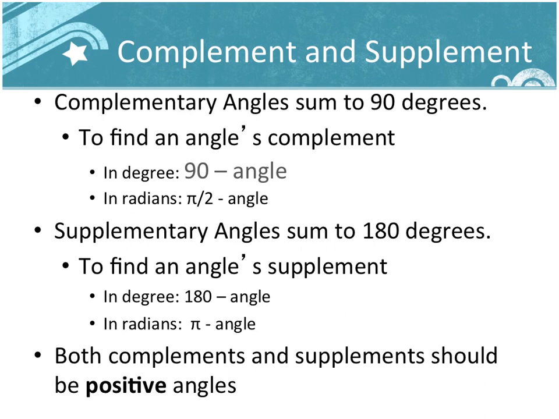So we pick up with complement and supplement. Complementary, just like it was in geometry, means two angles whose sum is 90 degrees. So if I want to find the complement to an angle in degrees, I take 90 and subtract the angle from it. If it's in radians, I do pi over 2 minus the angle.